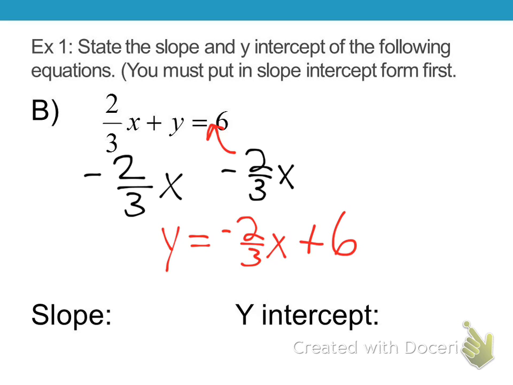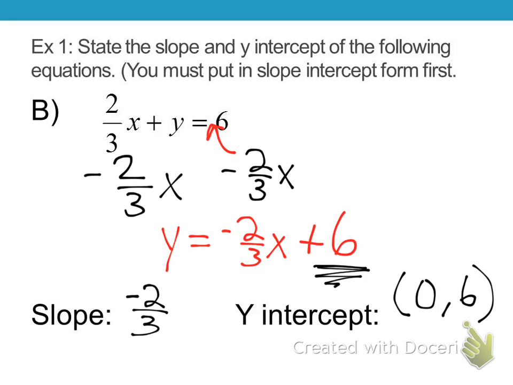All right, so now we're in the right form. What's the slope? Yes, ma'am. Negative 2/3, good. And what's my y-intercept? Yep. How do I write it? 0, 6. Yes, so this just gives you the y value, and then the x value 0 because you're on the y-axis. What are your questions on this one?